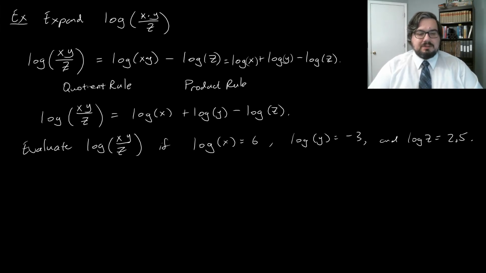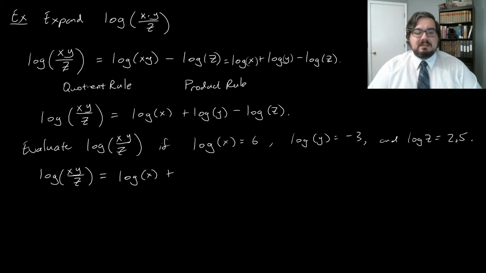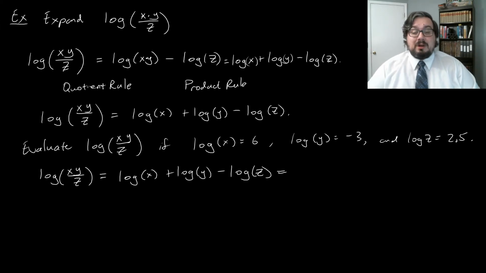So in this case, we could solve this problem by taking the logarithm of xy over z, writing it as the logarithm of x plus the logarithm of y minus the logarithm of z, and then we can look at what the problem tells us that each one of these values are. The logarithm of x is 6, the logarithm of y is -3, and the logarithm of z is 2.5. So we have 6 minus 3 minus 2.5 is 0.5.